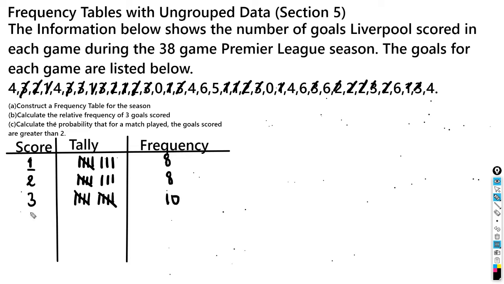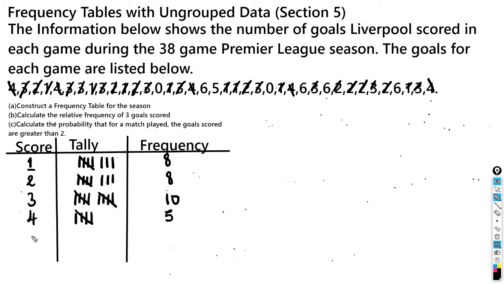Then for 4, let's cross the 4s out. So that's 1, 2, 3, 4, and it's actually 5, right? So it's 1, 2, 3, 4, 5. So this is a 5 over here.